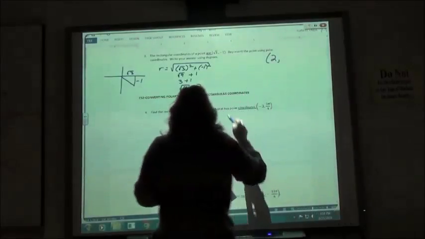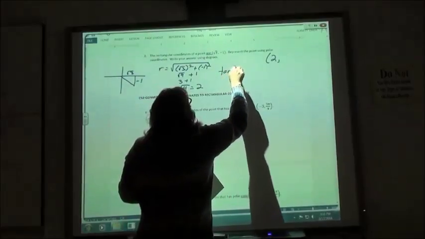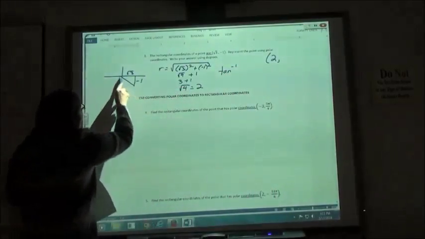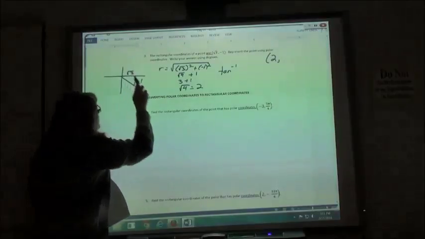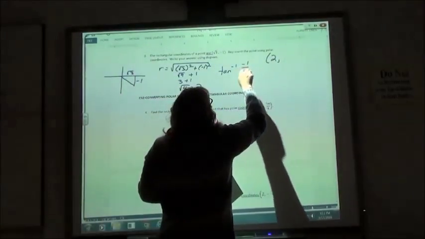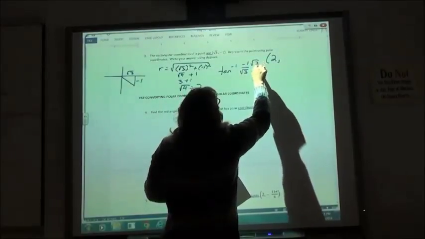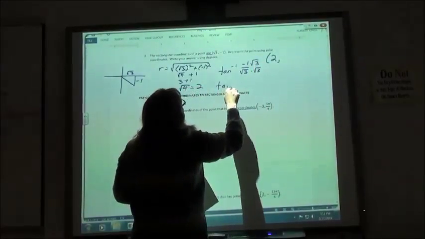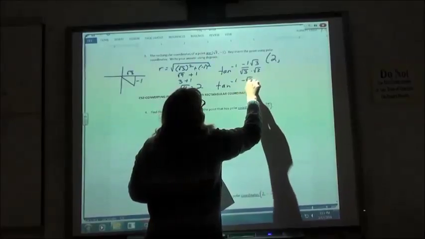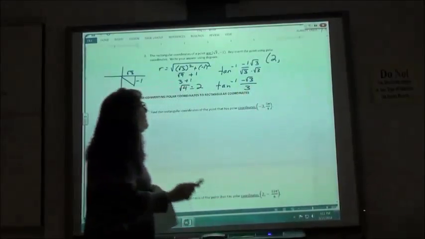For my angle, I am going to do the inverse tangent of the opposite over the adjacent. So negative 1 over the square root of 3. Again, I have to rationalize my denominator. So I'm going to have the inverse tangent of negative square root of 3 over 3.